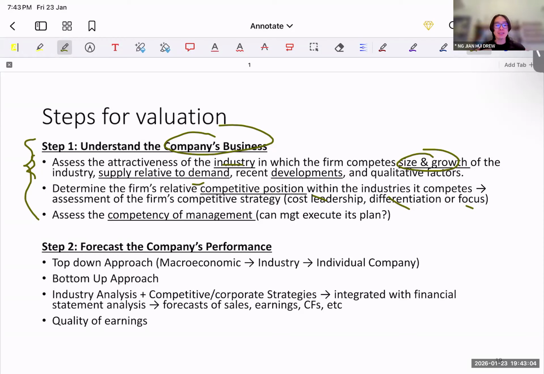In the subsequent slides, you'll see that we'll go through various frameworks. What's important is that we use these frameworks to substantiate these industry and sector analyses.